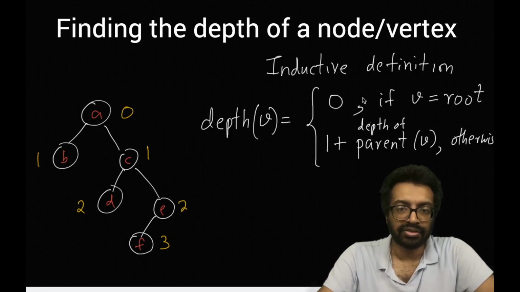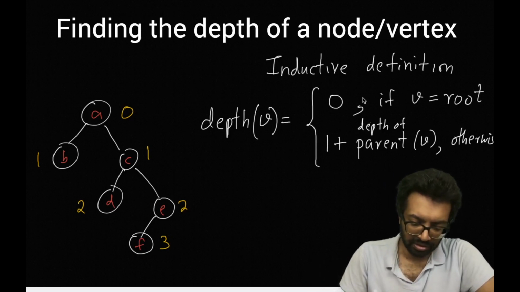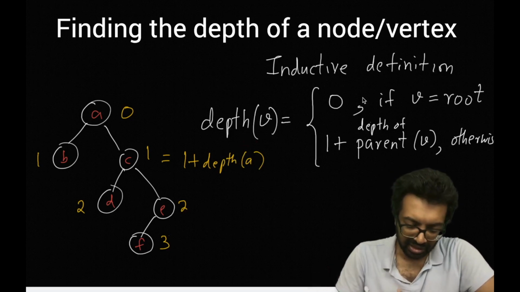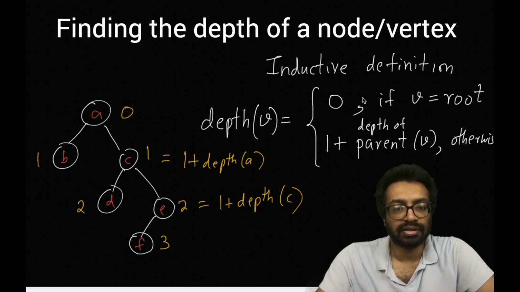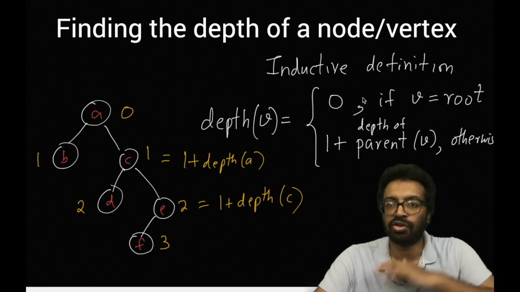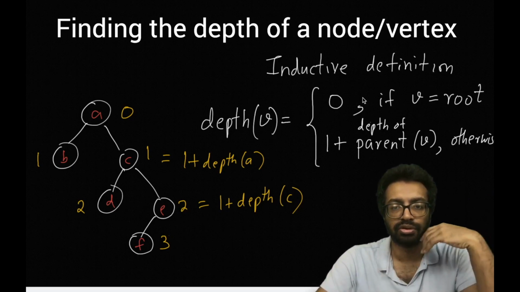Now look at our inductive definition. Does this satisfy it? The depth of A is 0, because A is the root node. That's correct. The depth of B is 1 plus the depth of the parent of B, that's 1 plus the depth of A, which is 1. Again, the depth of C is 1 plus the depth of A, that is 1 plus 0, 1. The depth of E is 1 plus the depth of C, that is 2. Similarly, the depth of F is 1 plus the depth of E, that becomes 3. So our inductive definition is correct. You all agree with it?